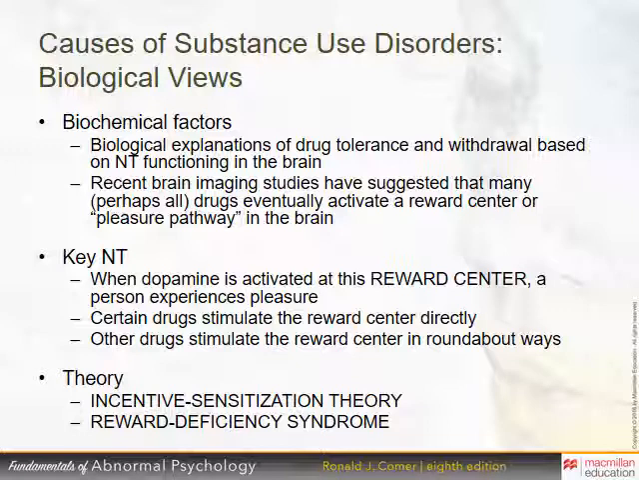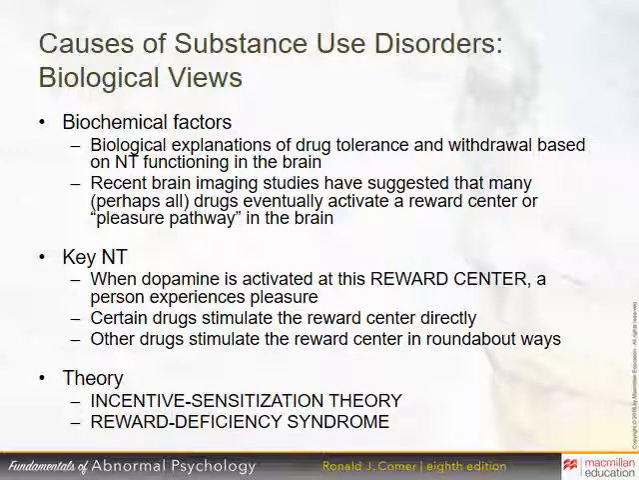When dopamine is activated at this reward center, a person experiences pleasure. This is the NT reward center. Certain drugs stimulate the reward center directly, and other drugs stimulate the reward center in roundabout ways. We talked a little bit about this in class in the eating disorder chapter and even in passing before, but the reward center in our brain can be activated in many types of ways. When it is activated through a biological mechanism, meaning something that you've ingested, a drug, that can be a stronger activation and can have stronger consequences.